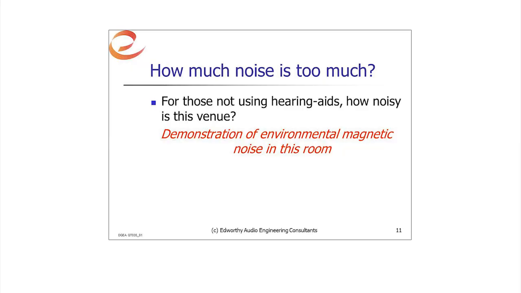Demonstration. I'm going to connect a loop receiver to the audio system in the theatre, and we're going to see just how bad or how good the level of noise is in this theatre. Now, people using hearing aids will already be listening to any noise that's in this theatre. Let's see if anybody else can pick up this noise through the audio system.